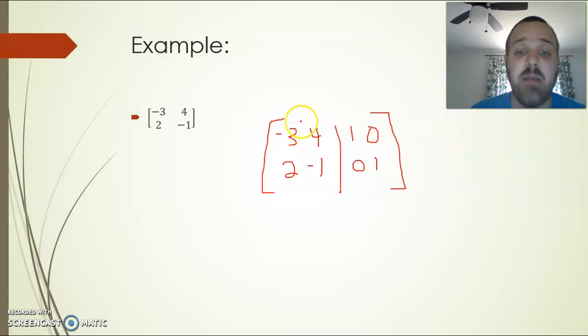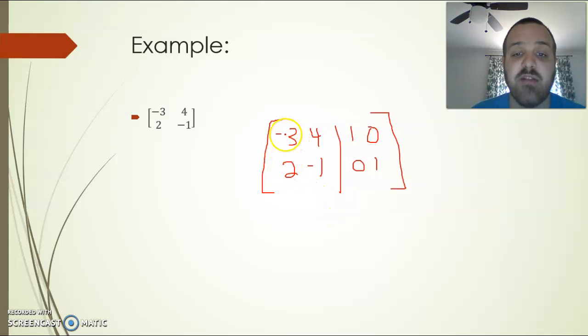And then what I want to do is take this matrix and turn it into an identity matrix. And whatever I do over here to make this an identity matrix, the same thing is going to happen over here. And that's going to result in this side over here showing me what the inverse matrix would be. So I'm going to go ahead and do that over here.